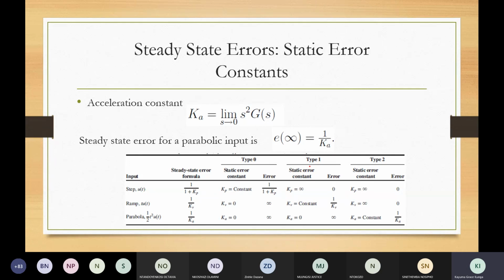When we are in type 1, it means that we will have an error different to 0 for the ramp, 0 for the step, and infinite for the parabola. And in type 2, we know that Kp is infinite, Kv is infinite, and Ka is a constant, so we will have zero error. The error will be equal to zero for the step and the ramp, and for the parabola, we will have a certain value.